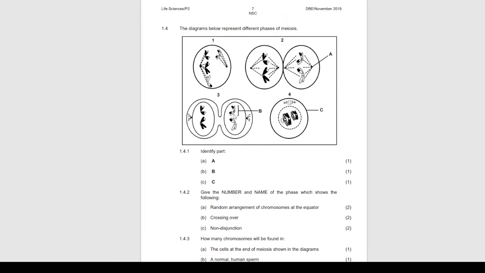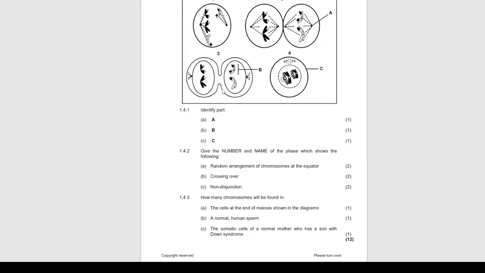And then they're asking, what is B? B is a chromosome. What is C? C is a cell membrane. And then, is there anything else? No. What is happening here? This is cytokinesis, division of the cytoplasm.